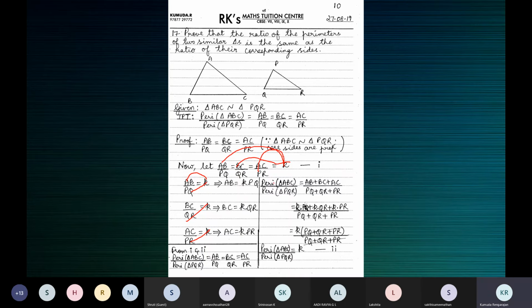Now let's find this ratio. How do we express perimeter of ABC by perimeter of PQR? So perimeter of ABC is the sum of the sides of that triangle: AB plus BC plus AC. Perimeter of PQR will be the sum of the sides of that triangle: PQ plus QR plus PR.